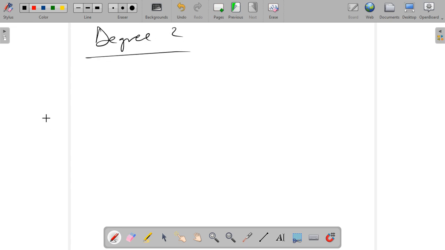For degree 2, don't forget that y will be equal to a naught plus a1x plus a2x squared. If you look at this, for degree 1 we are looking for 2 unknowns. So for degree 2 we are looking for 3 unknowns, and the 3 unknowns are a naught, a1 and a2. If I can find all these things, I come back and put it in this equation, then I'm done with what I am doing. So now let us move.